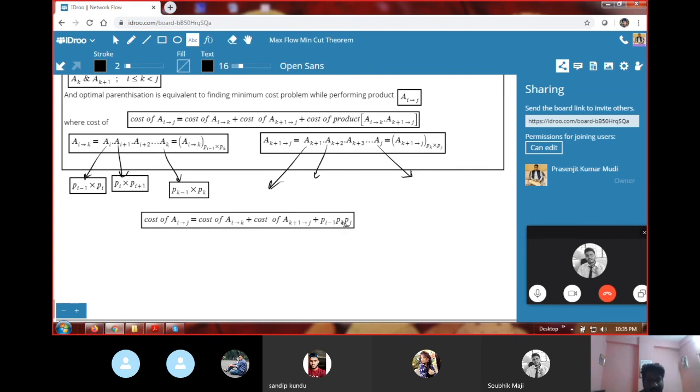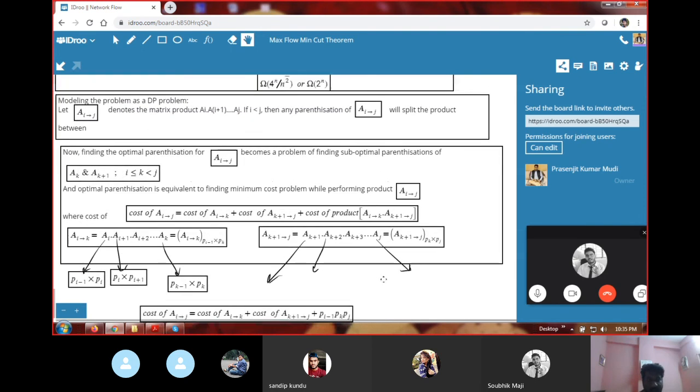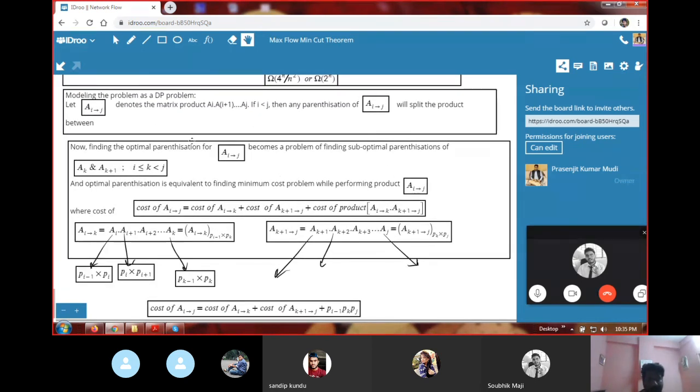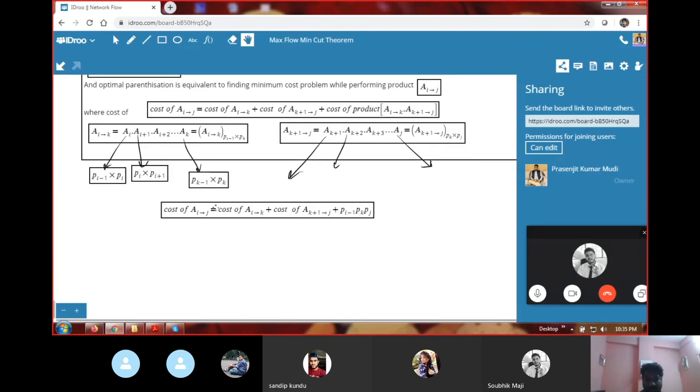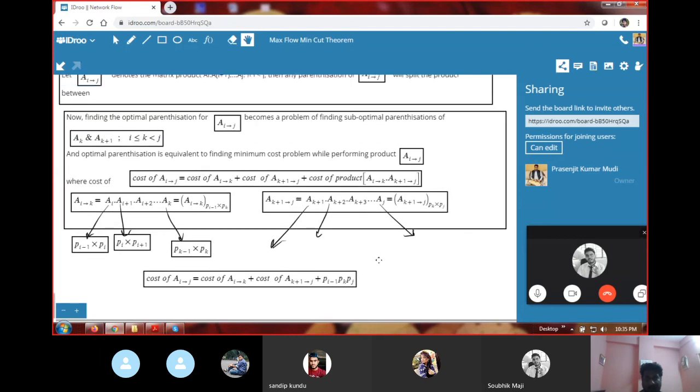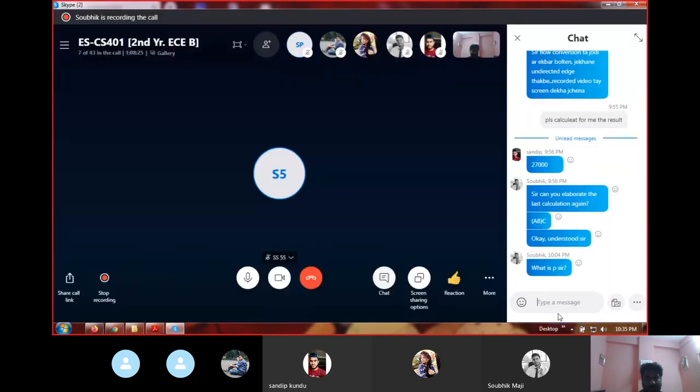Okay, so on the basis of this cost function, we will try to optimize the suboptimal parenthesization. We want to optimize the parenthesization, which is viewed as two suboptimal parenthesizations. So how can we solve a suboptimal parenthesization problem? By minimizing this cost. Okay, so I'm done with today. It's already getting late.